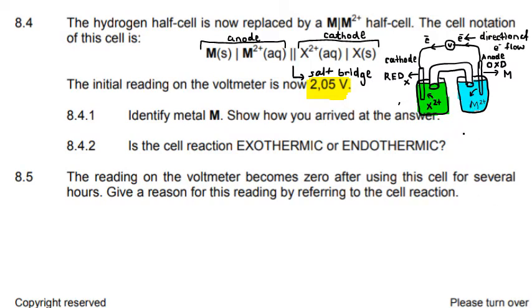Okay. So now obviously they're going to want us to identify this M and X. So if we just quickly calculate that, this is 8.4.1, back to that equation, E naught cell is equal to E naught cathode minus E naught anode. I'm just going to make this a little bit more specific to our situation.